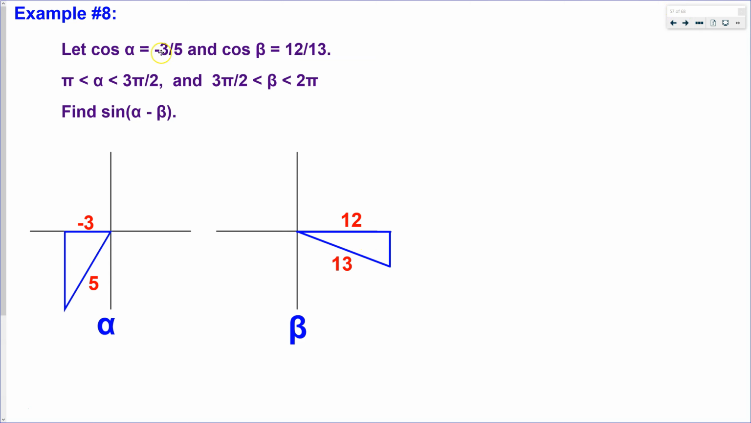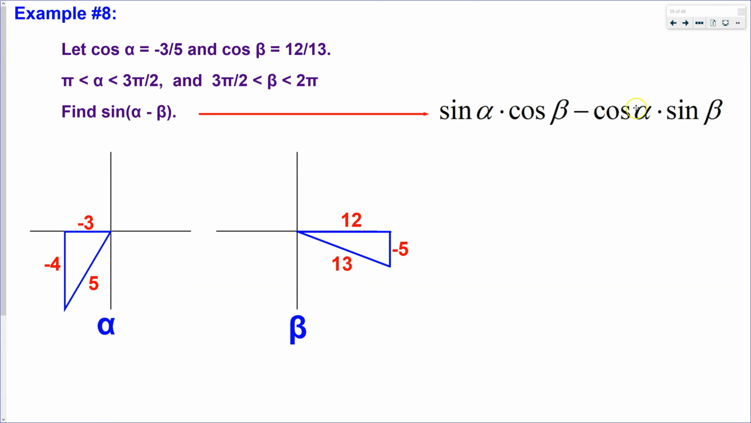So that was x-coordinate over the hypotenuse, so negative 3 over 5, and they also told us it was between pi and 3 pi over 2. Beta is 12 over 13, which means the x-coordinate over hypotenuse, and it's also in quadrant 4 there. And then they ask you to find sine of alpha minus beta. In order to do that, you're going to need to know this unknown side, so you may as well use Pythagorean theorem right now while you've got the triangle sitting in front of you, and then grab the formula, and then start punching stuff in.